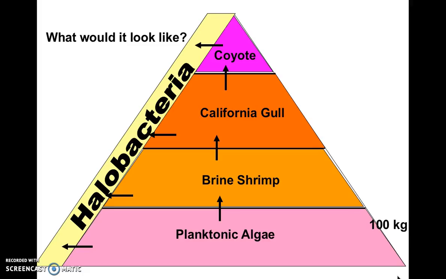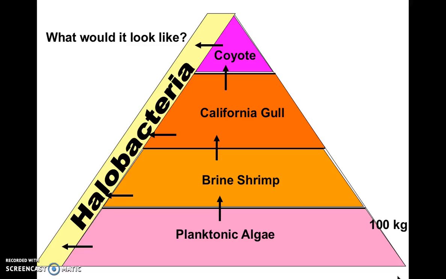So I took these organisms from Mono Lake, which was that salt lake we studied a while ago. So if you notice at the bottom, there's planktonic algae as the producer. Planktonic algae are eaten by a primary consumer called the brine shrimp. The brine shrimp are eaten by a secondary consumer called the California gull. And the California gull is eaten by a tertiary consumer, the coyote.